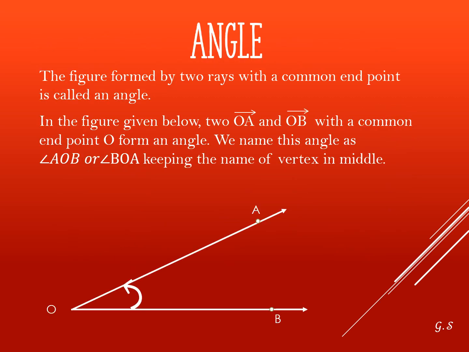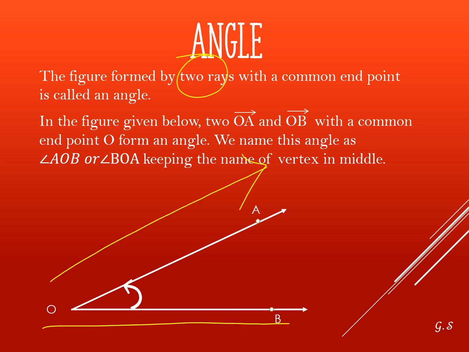Let us see what is an angle. The figure formed by two rays with a common endpoint is called an angle. So in the figure given below, you can see there is an angle. It is made up of two rays, OA and OB, and they have a common endpoint O. So this is forming an angle. We can name this angle as angle AOB or angle BOA.